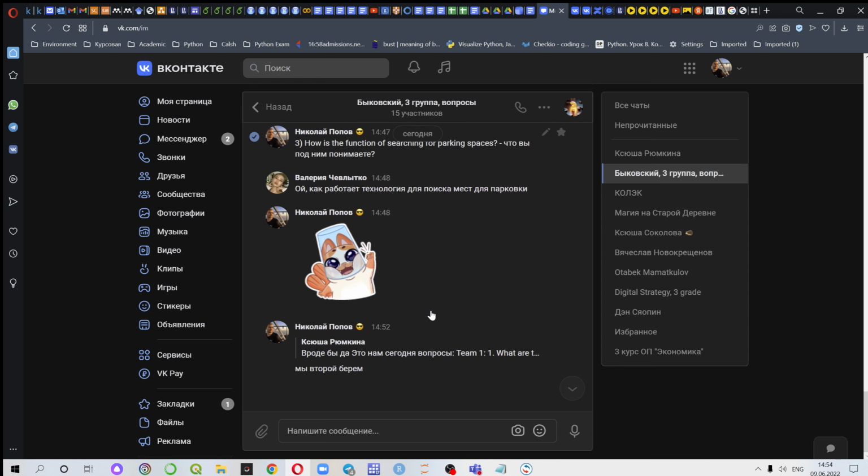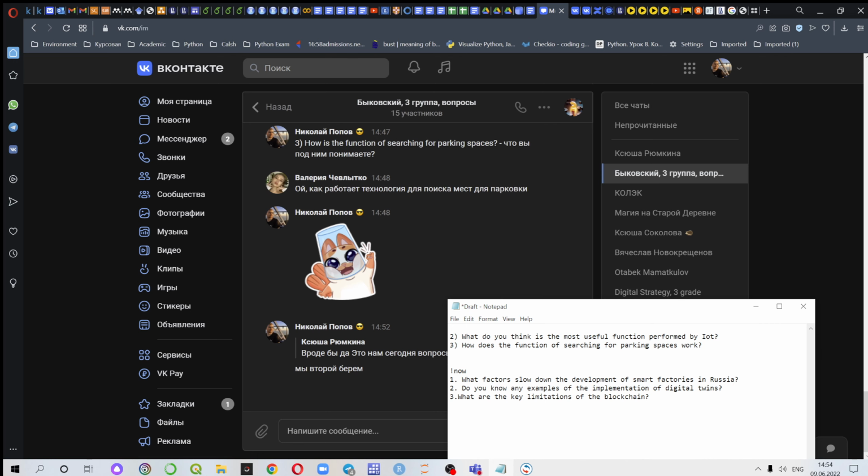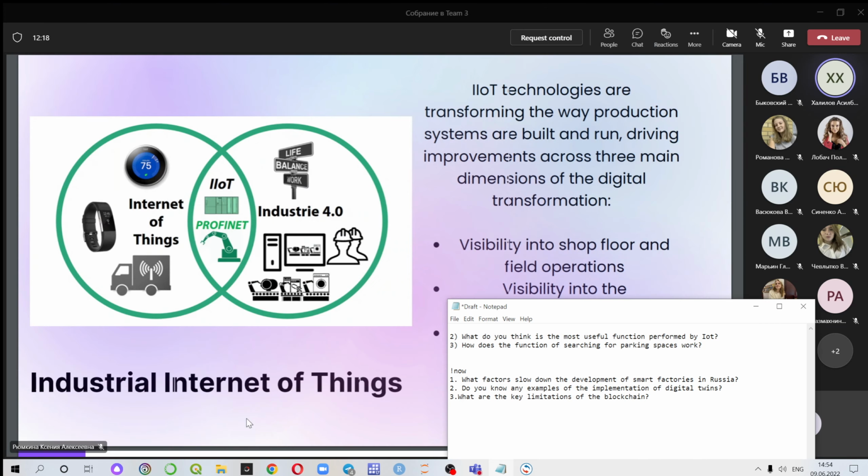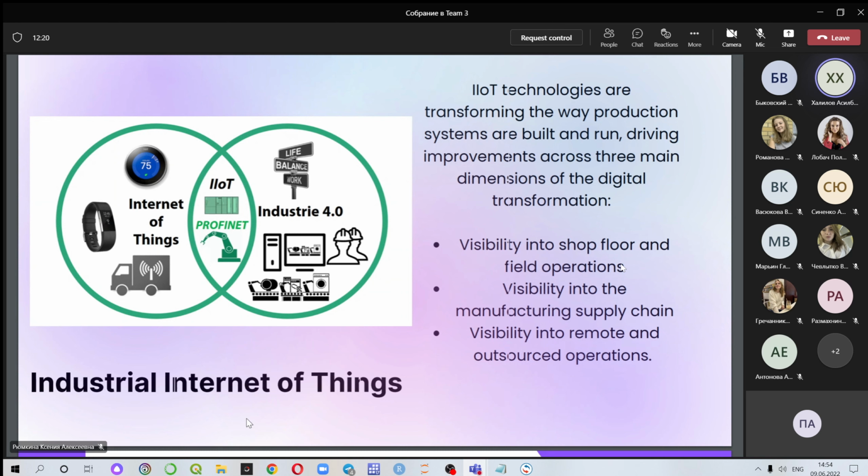So the industrial Internet of Things, IIoT technology, is transforming the way production systems are built and run, driving improvement across three main dimensions of the digital transformation. First, visibility into shop floor and field operations. Second, visibility into the manufacturing supply chain. The third one, visibility into remote and outsourced operations.